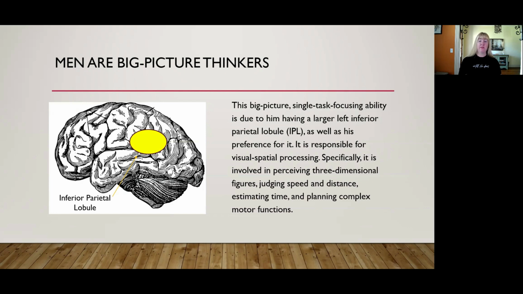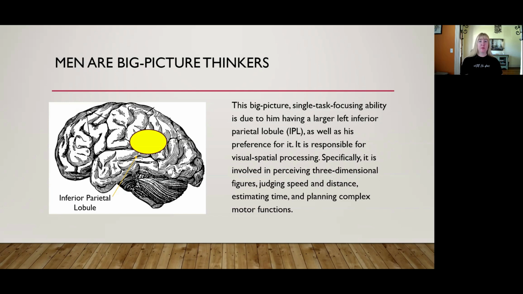Specifically, the left IPL is involved in perceiving three-dimensional figures. It's involved in judging speed and distance. It's involved in estimating time. And also it's involved in planning complex motor functions. So again, think about how those specific abilities factor into things like hunting, or battle strategy, or safety and protection, right? And this is something that serves the family well, and it allows the husband to excel in his role. So it's something, again, to honor, to respect, and as much as possible, take advantage of, right?